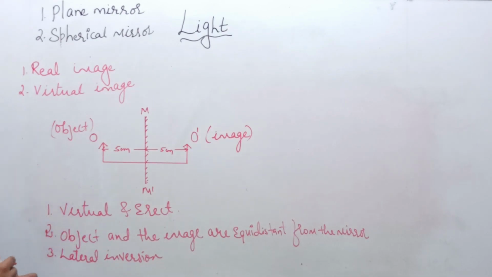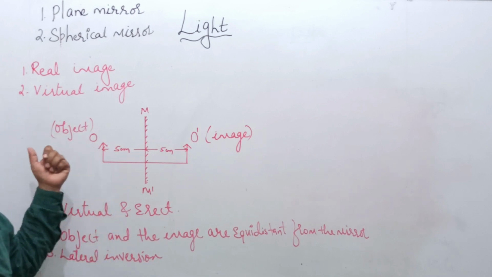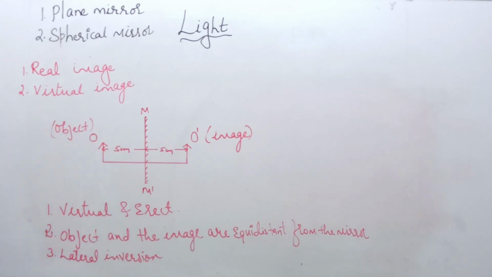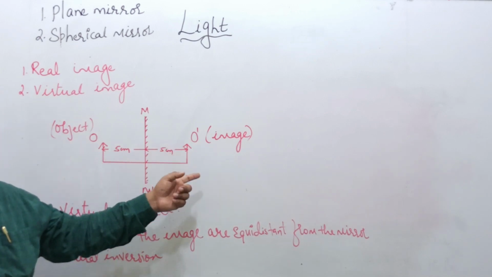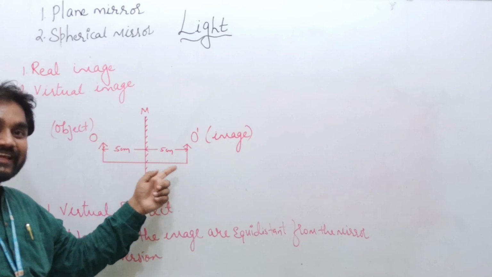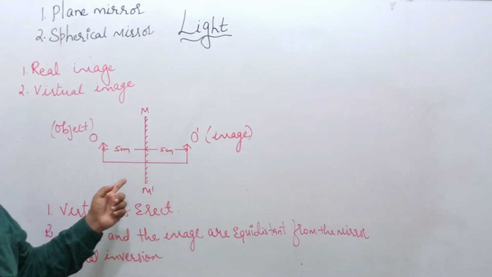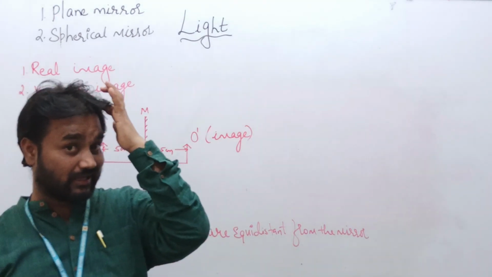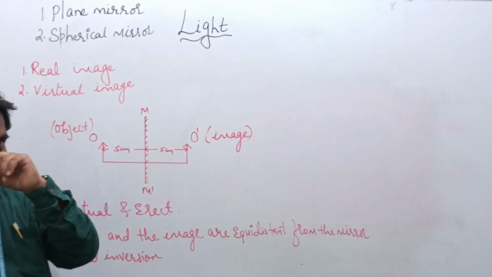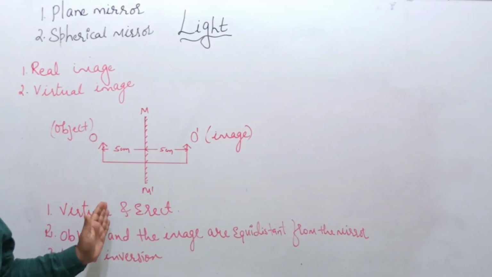Lateral inversion. Is that clear? Yes. So what are the characteristics of this plane mirror? The images formed by the plane mirror are virtual and erect. They are equidistant from the mirror, that is, object and image are equidistant, and it is laterally inverted. Is that clear? I hope this is clear to you.